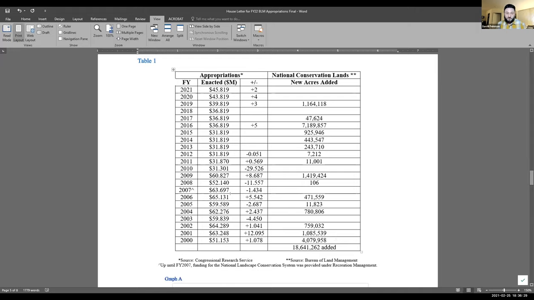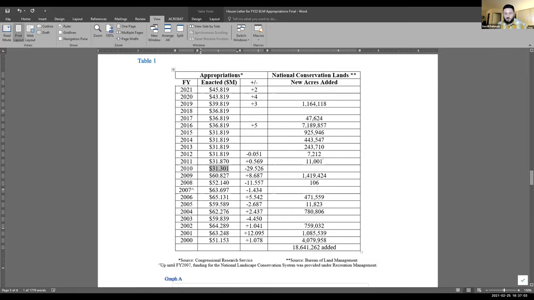And so you'll see here in 2006, Congress appropriated $65.131 million to manage the national conservation lands as they were at the time. And it was roughly in the 50s and 60s up until 2009. And then they cut it almost by half. And then since then, for many years, it didn't go up at all. Then it progressively has gone up a little bit. And now we're at about 70%, I guess, of what it was at its peak.